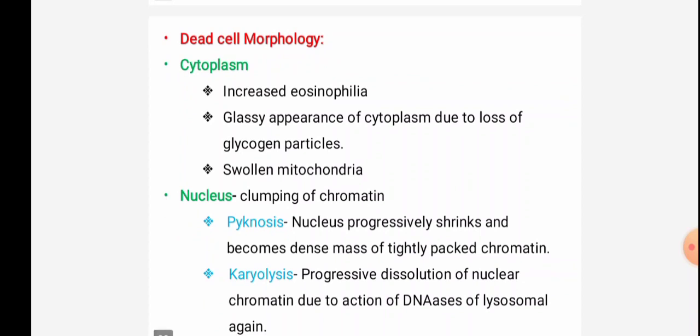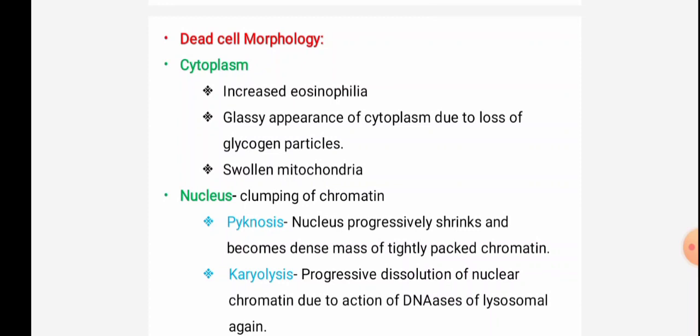Dead cell morphology. In the cytoplasm, there is an increase in eosinophilia and a glassy appearance of the cytoplasm due to the loss of glycogen particles. The mitochondria are swollen. In the nucleus, clumping of chromatin is formed.